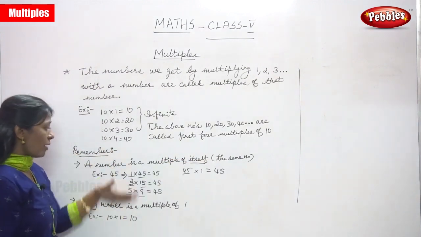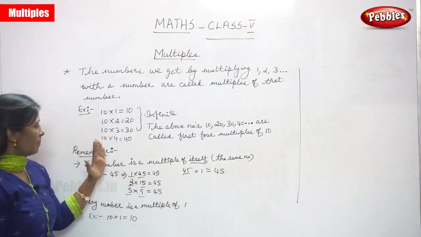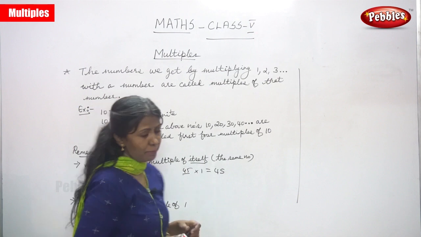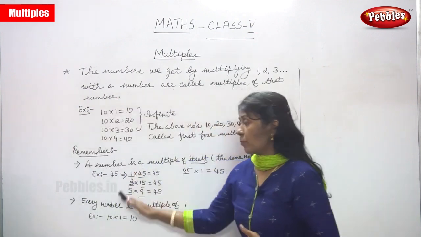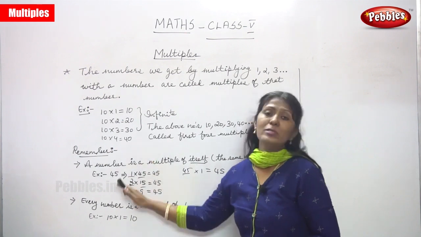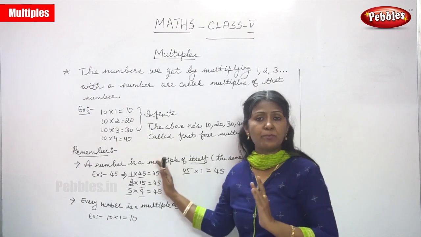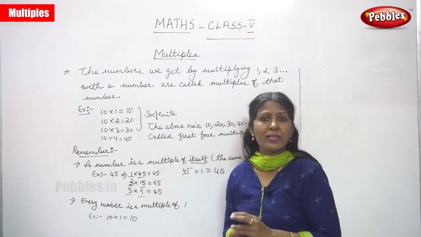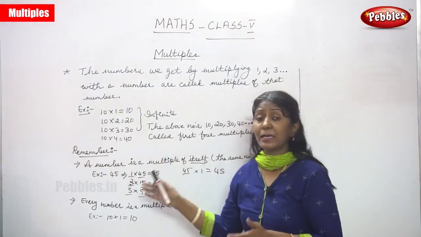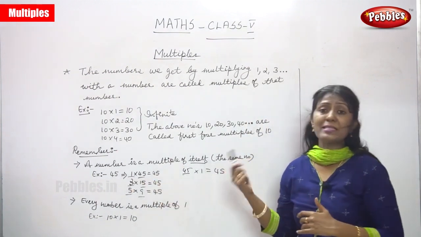Next, you have to remember some points for the multiples. You have to remember or memorize these points, or rules, you can call them anything. This point is very important, very essential. So, points to remember. A number is a multiple of itself. A number is a multiple of itself.